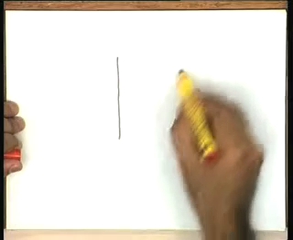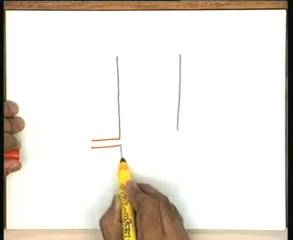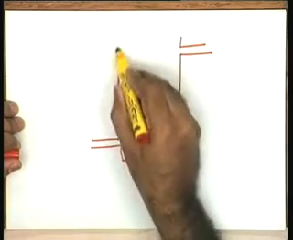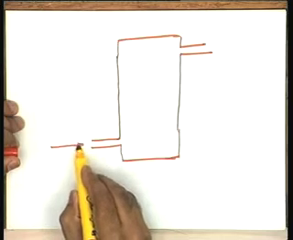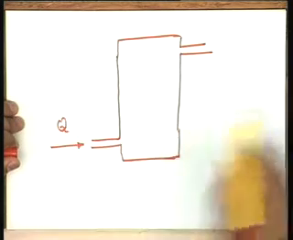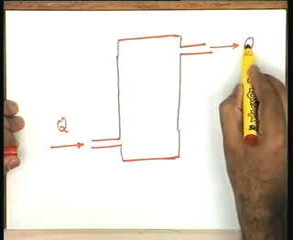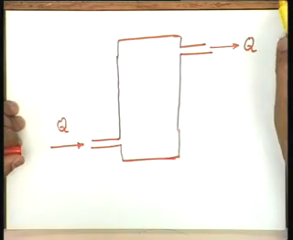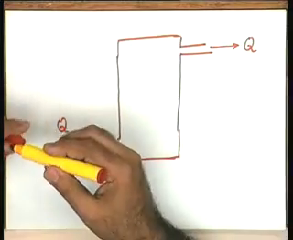Let us say I take this as the tank. This is the input and here is the output. The liquid flowing in is at the rate Q and the liquid flowing out is also assumed to be at the rate Q, so that there is no change in the hold up of the tank. The volume of the tank remains the same.